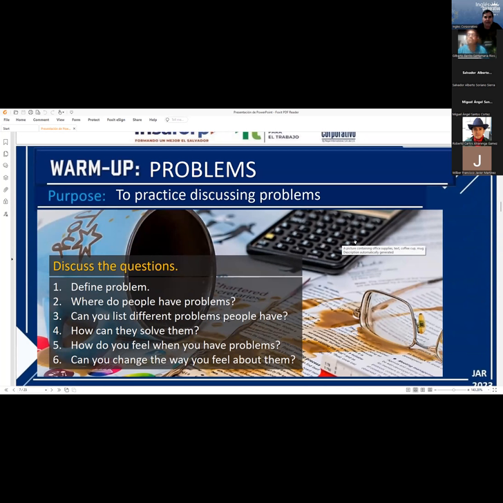The purpose is to practice discussing problems. Teacher, this is the first time that we talk about problems? No, we talked about problems before. Maybe you remember. Okay. So we have, what do you understand for problem? Where do people have problems? Can you list different problems people have? What kinds of problems do people have? How can they solve them? How do you feel when you have problems? Can you change the way you feel about them?